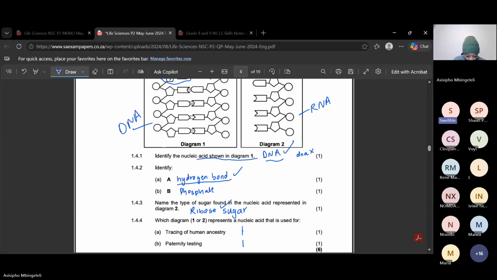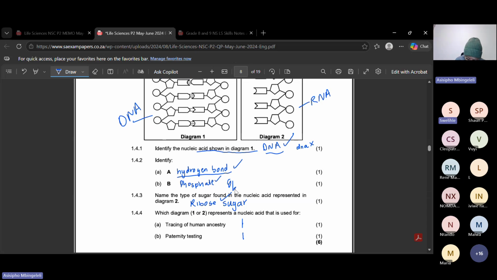Ma'am, does it matter if you say phosphate group? Phosphate group, that's fine. So we'll give you a tick there by phosphate. Phosphate group is correct. Okay, ma'am. Thank you.